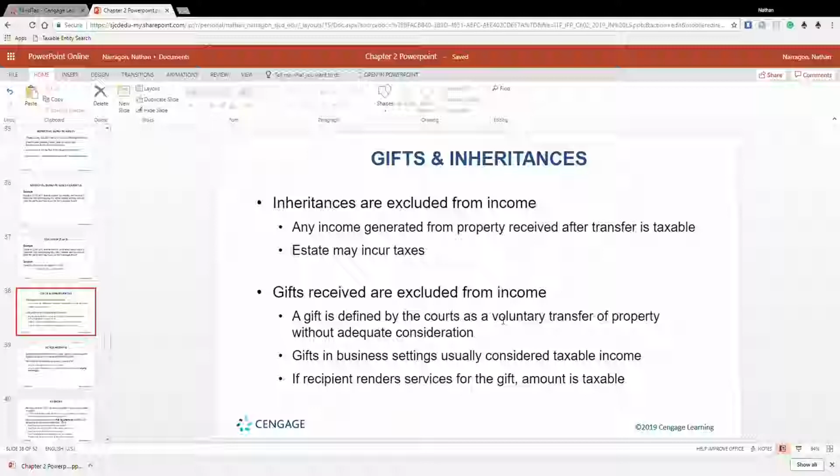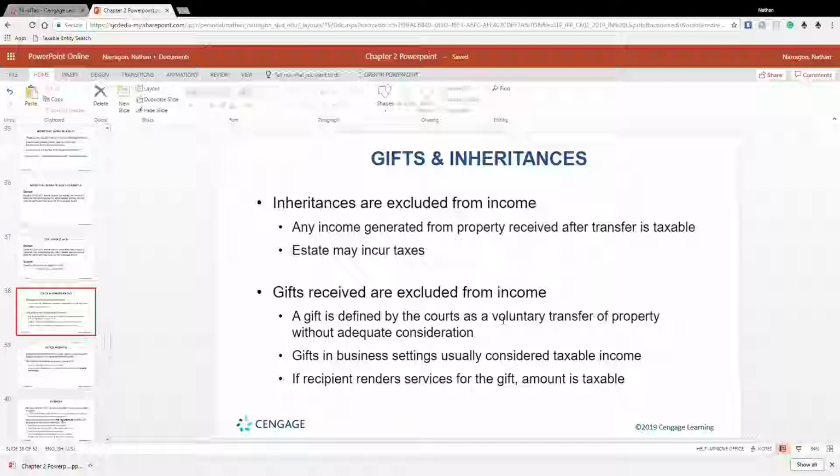If the recipient renders services for the gift, the amount is definitely taxable. So if I provide some kind of service and they voluntarily give me tickets to the Houston Texans game, then that's taxable to me. Basically, you didn't do anything for it. They just decide out of the goodness of their heart to give you something, and it wasn't in the course of business. It wasn't in anything.